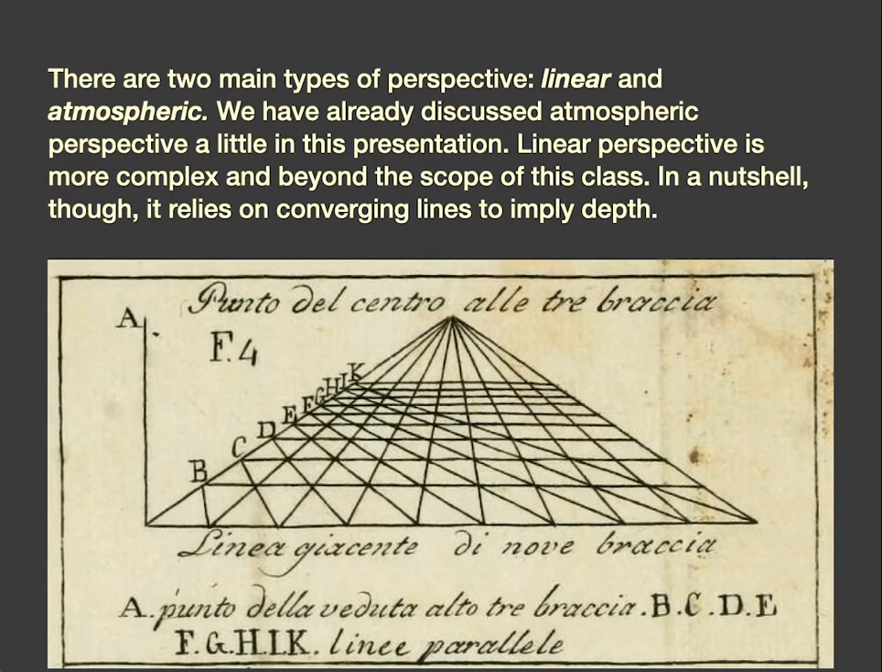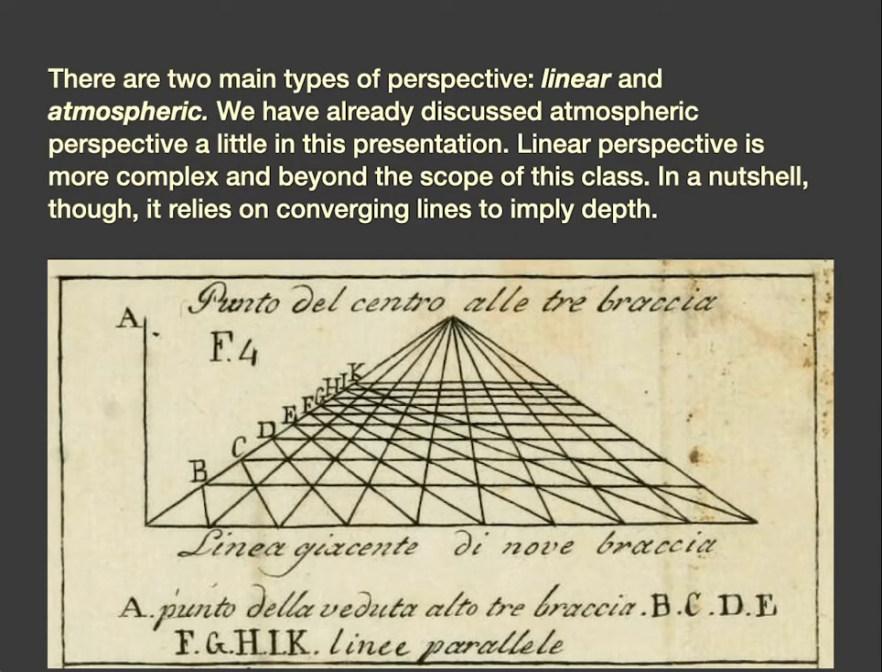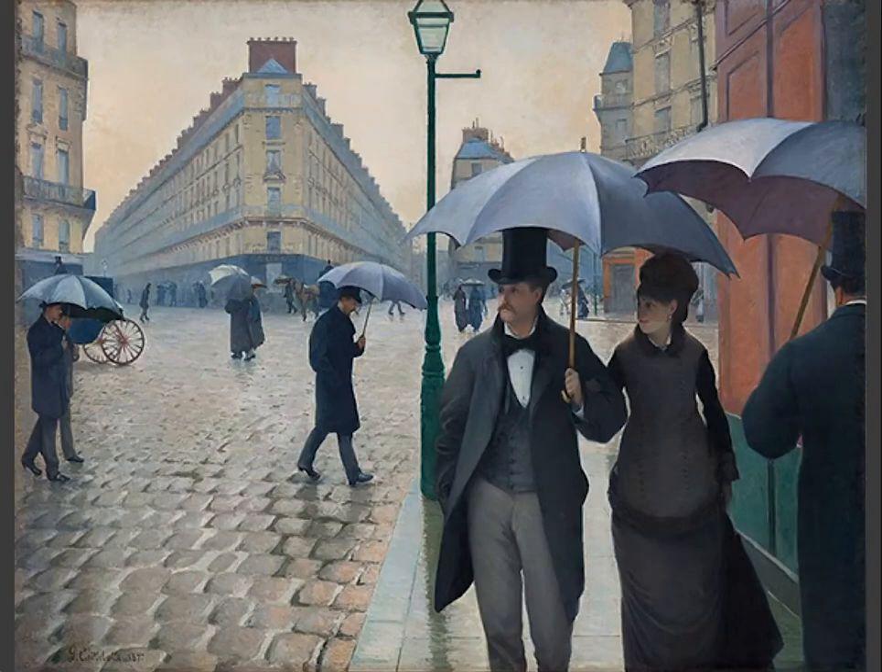In a nutshell, it relies upon converging lines to create a sense of depth, but it can get kind of complicated, and so we don't have to worry about it in two-dimensional design. If you already know how to create perspective, awesome, you're welcome to use it, but if you don't, don't worry about it. So here's an example of a painting with some linear perspective in it, just to give you a sense of how that works. Actually, a little atmospheric perspective in here too, as the things in the background are more faded out.